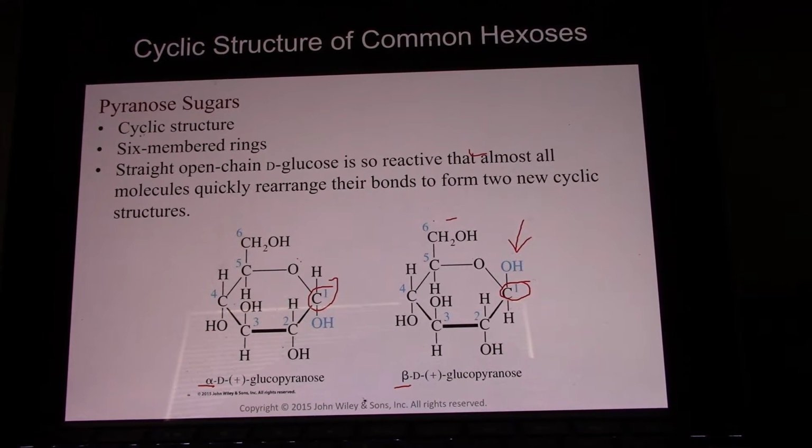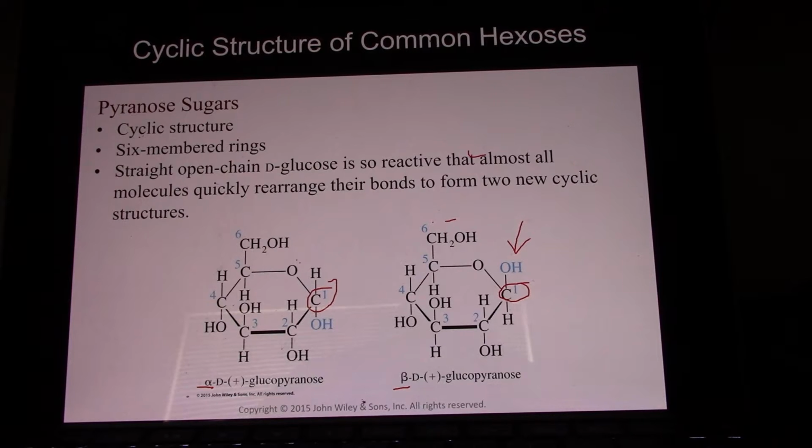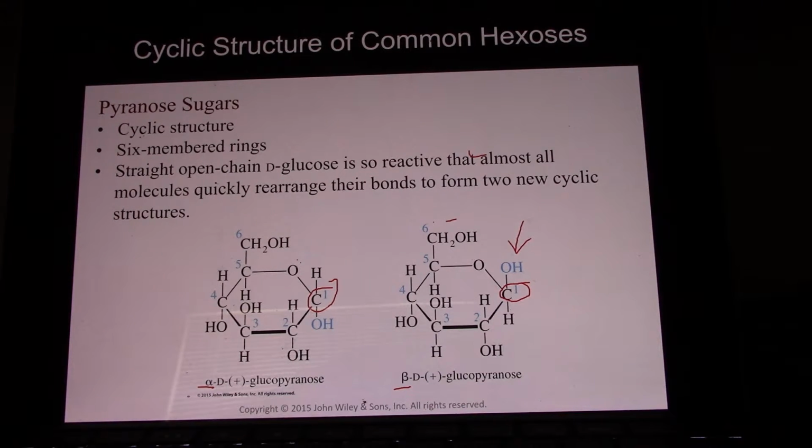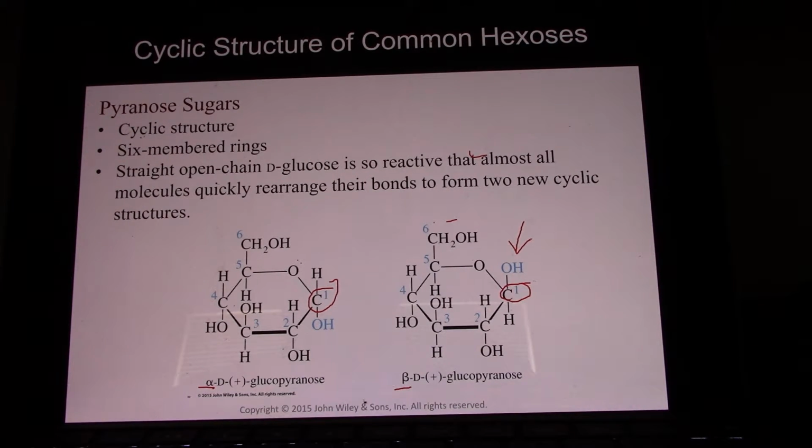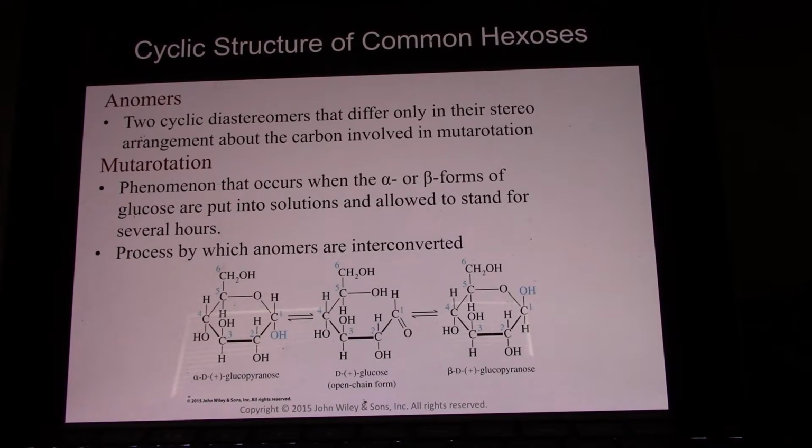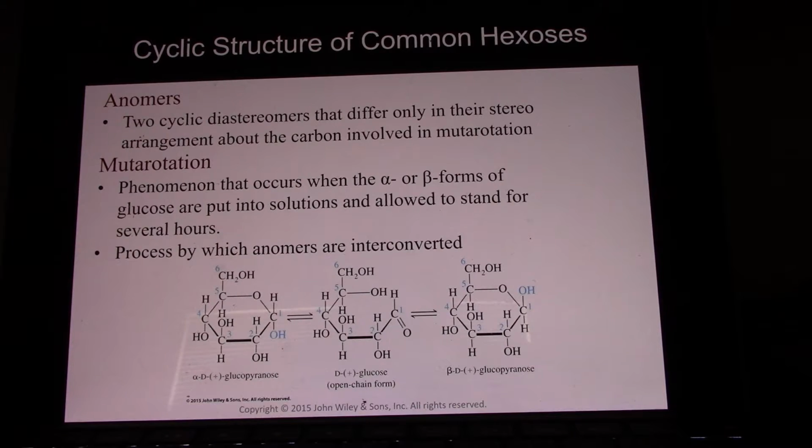So when it's a straight chain compound, it's D-glucose. But when it cyclizes, you form either alpha or beta D-glucopyranose. And again, anomers are 2 cyclic diastereomers that differ only in their stereochemistry at the anomeric carbon.